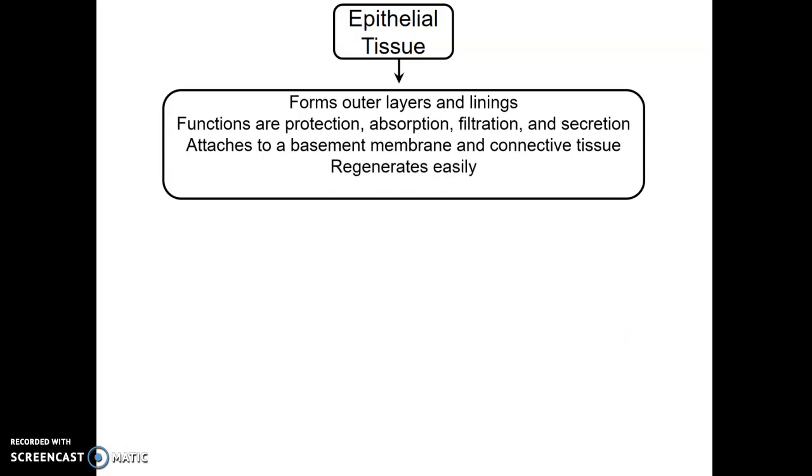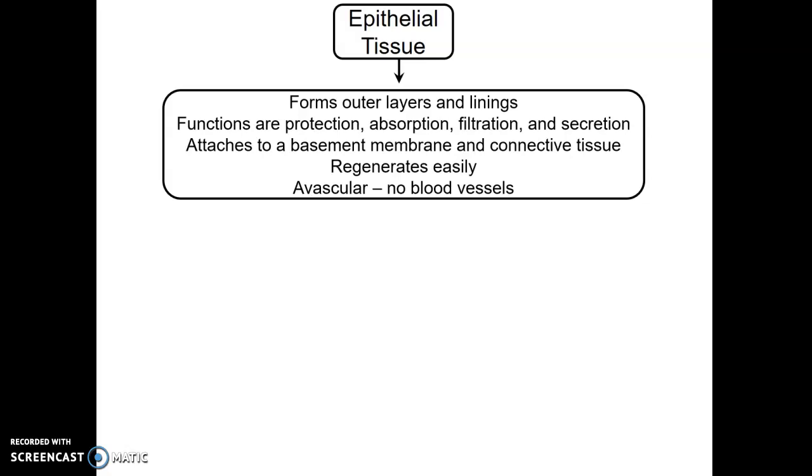All right, now, because these are on the outside layer where they wear off, and even on the linings where food's moving through the intestines and stuff, it tends to wear off really easily. So it has to regenerate or make new cells quite often. Okay, so these are cells that divide pretty regularly. However, they are also avascular, which means they have no blood vessels, and therefore there are no nutrients being delivered directly to the tissue.